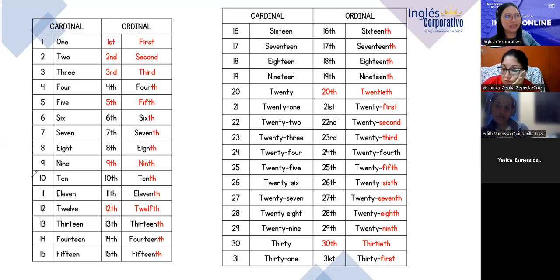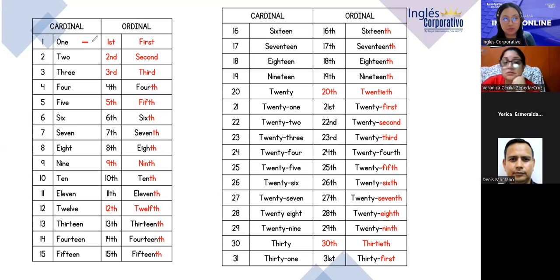Obviamente, podemos practicar más posteriormente. Comparemos entonces escritura. Vean ahorita escritura. And after that, we are going to practice pronunciation. Comparemos entonces number one, two, three, four, five, and so on. If you see, a la par les he puesto aquí el ordinal number.